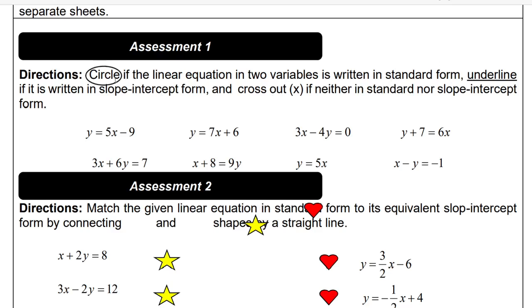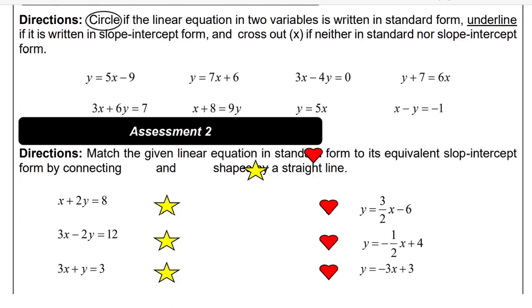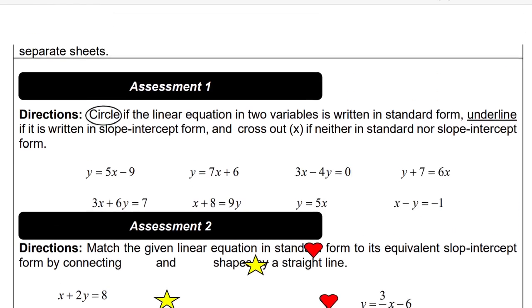Okay, so you have to circle if the standard equation is written in standard form, but you have to underline if it is written in slope-intercept form. So you have to encircle and underline po. And cross out if neither in standard nor slope-intercept form. Pag hindi siya standard form or hindi rin slope-intercept form, you have to cross out. Okay, so yun ang assessment 2. Assessment 1 yun kanina, sorry.